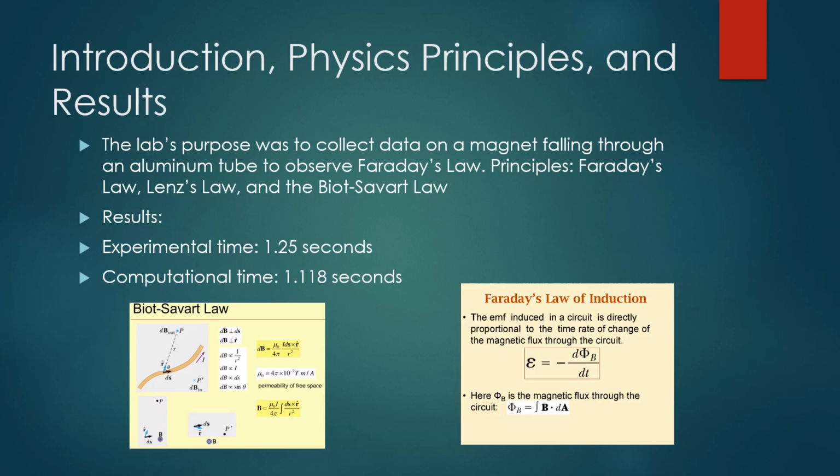Next is Introduction, Physics Principles, and Results. The purpose was to collect data on a magnet falling through an aluminum tube to observe Faraday's law. The main physics principles are Faraday's law, Lenz's law, and the Biot-Savart law. The results are that the experimental time was 1.25 seconds, and the computational time was 1.18 seconds. You can see Faraday's law of induction on the right with the picture that I have, and on the left the Biot-Savart law.